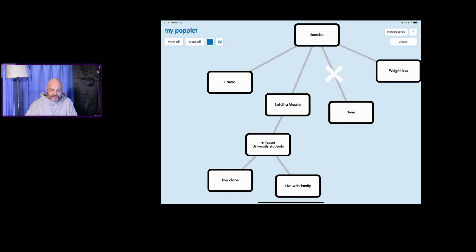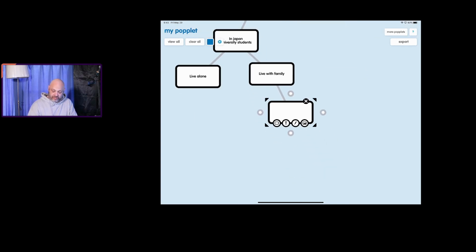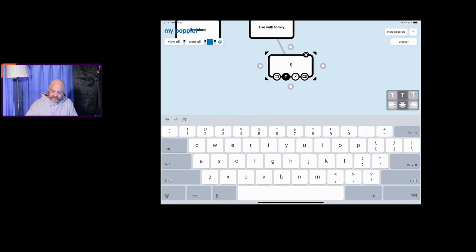So the cause and effect, the cause is more exercise. The effect on people who live with family is going to be, that's going to be your choice. So we don't know. You tell us, right?